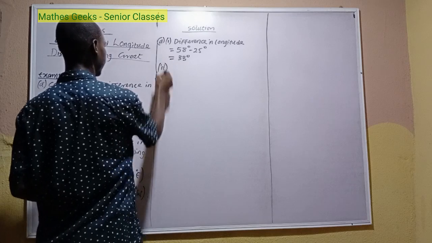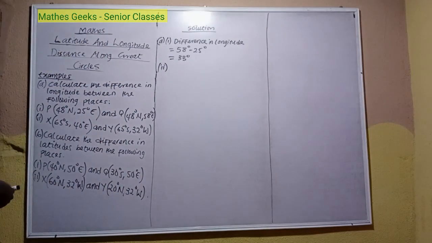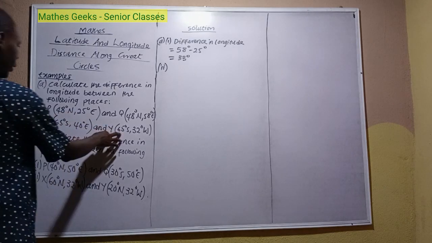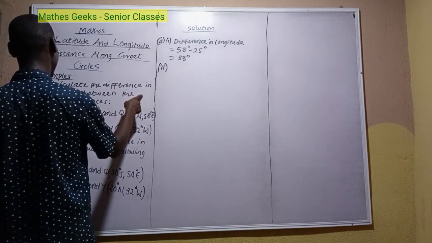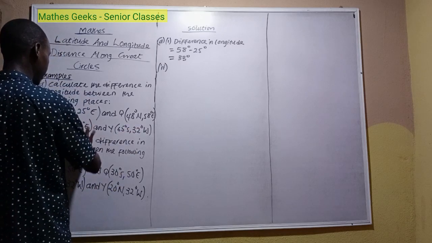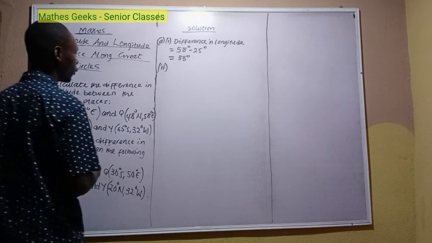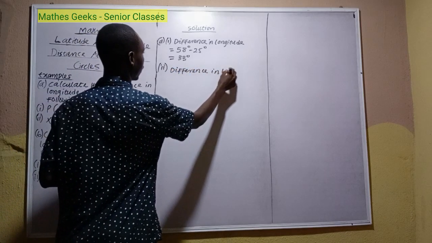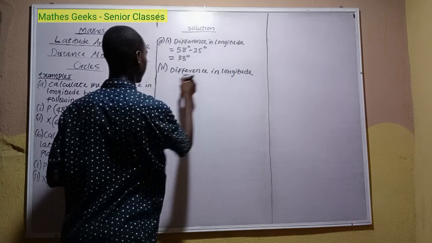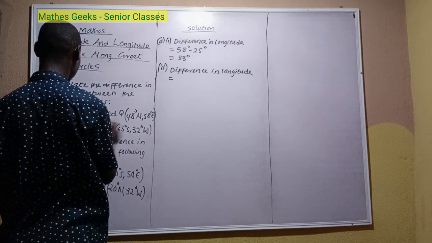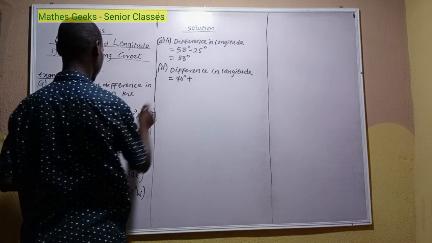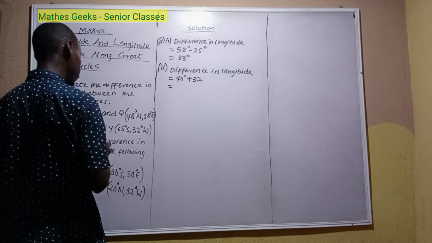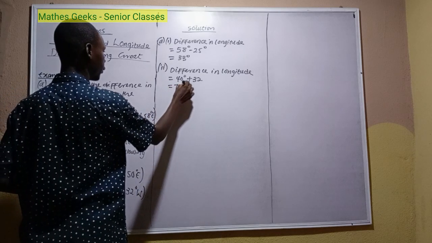Now figure 2. X is 65 degrees south, 40 degrees east, and Y is 65 degrees south, 32 degrees west. Both are on the same line of latitude, but we're told to calculate the difference in longitude. This is west and this is east. They are on different sides of the globe. So you're going to add. Difference in longitude is equal to 40 degrees east, 40 degrees plus 32 degrees. That will give us 72 degrees.